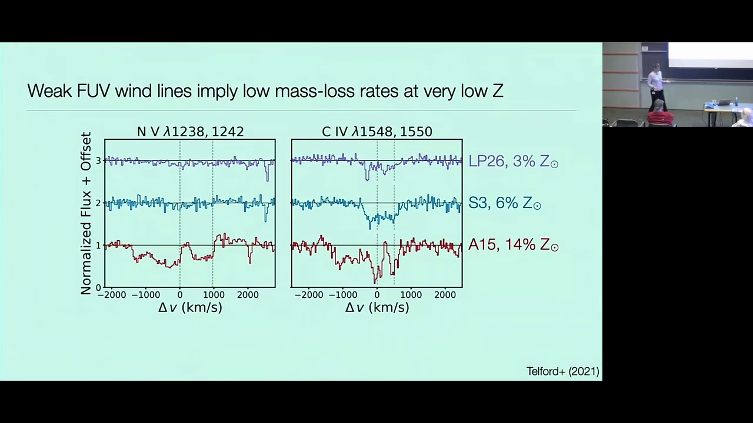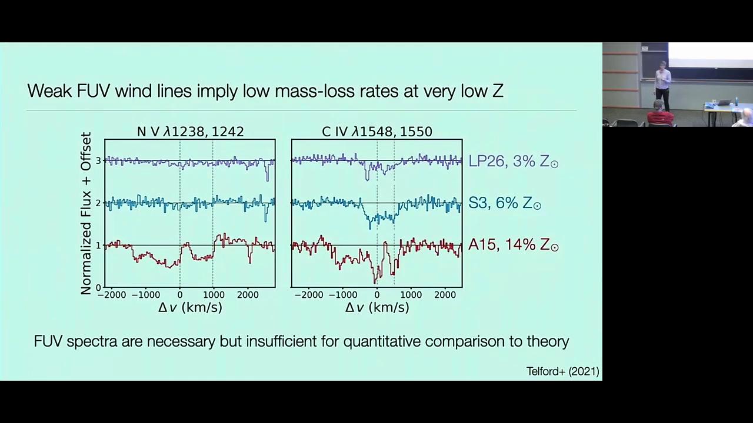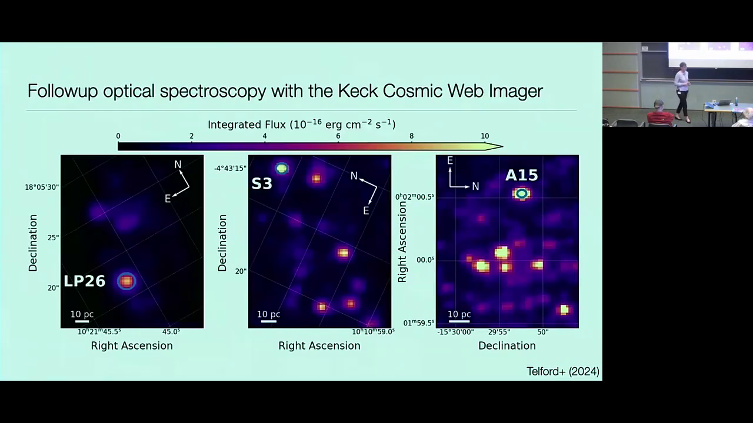This is telling us empirically that these are very weak winds, but to actually quantify that statement, we need more observations. Of course, that's always the answer, right? We cannot actually break degeneracies between the mass loss rate and other stellar properties from the far UV spectra alone. It turns out that you need optical spectroscopy as well. So in a new paper I just put on the archive about a month ago, we present new KCWI observations of these 3 dwarf galaxies.